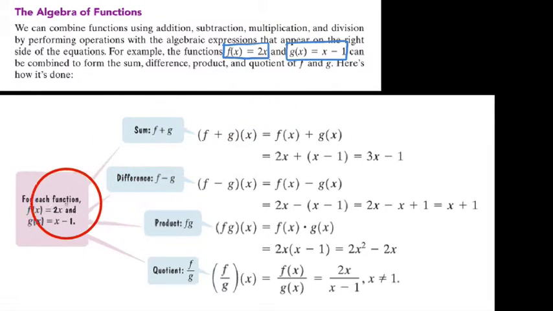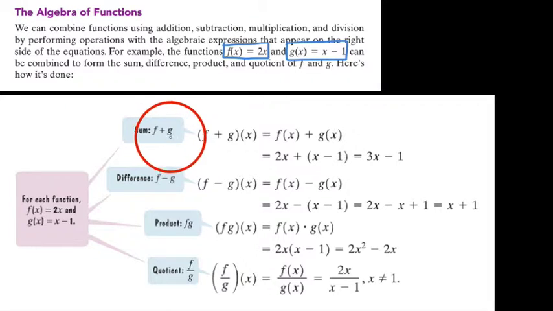So what we're going to notice here is that over here in this diagram we have, for each function, f of x equals 2x and g of x equals x minus 1. We have four different operations that we tend to do when we work with function notation. We could add, subtract, multiply, and divide two expressions in x.